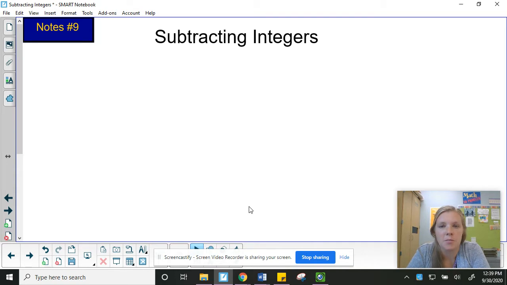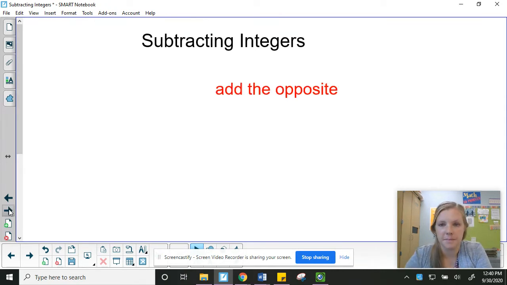Today, we're going to talk about subtracting integers, subtracting positive and negative whole numbers. So in your notebooks, this is note 9. It's called subtracting integers. And there's one rule you need to know to subtract integers, and that rule is you need to add the opposite.